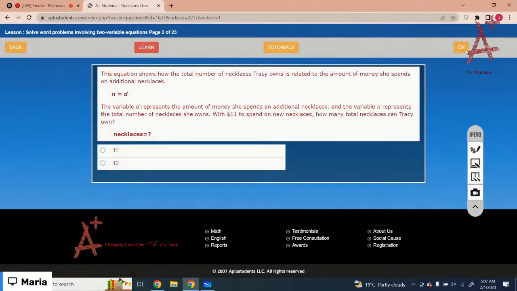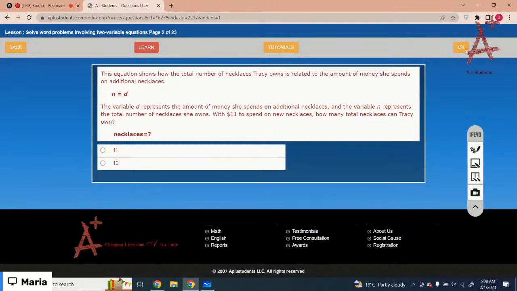Okay, the next one is this equation shows how the total number of necklaces Tracy owns is related to the amount she spends on additional necklaces. N equals D. The variable D represents the amount of money she spent on additional necklaces, and the variable N represents the total number of necklaces she owns. With $11 to spend on new necklaces, how many total necklaces can Tracy own?